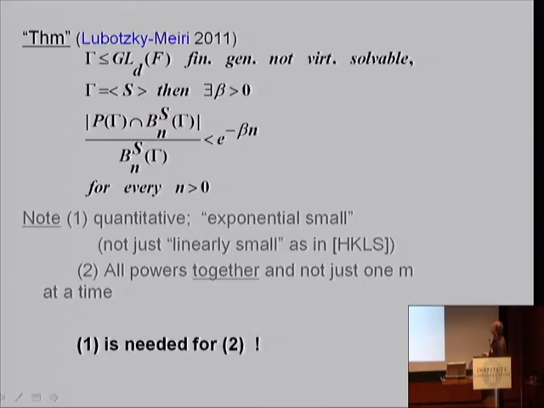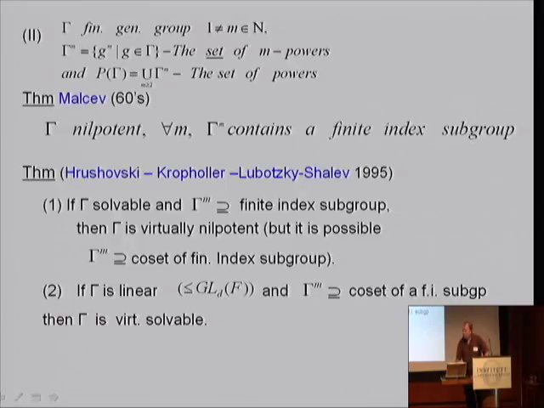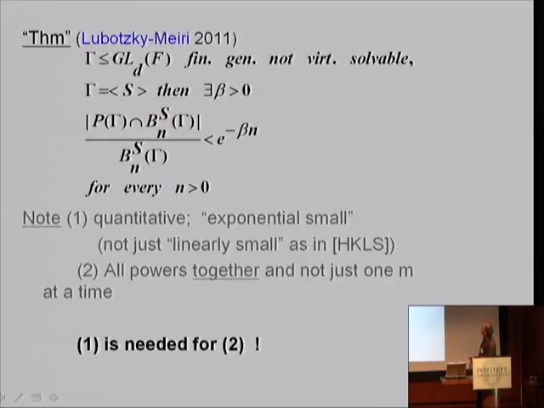Here is a more recent theorem. Well, soon to be a theorem, I hope. This is with Chen Meiri, who is here. If gamma in GL_d(F) is a finitely generated, but not virtually solvable group, then I claim there exists some beta greater than zero such that, oh, I forgot, did I say what P of T is? Yes. P of T is the set of all powers, running over all m greater or equal to 2. All powers together. Then we prove that the set of all powers is exponentially small, namely in the ball of radius n, the amount of elements which are powers of other elements is very small.